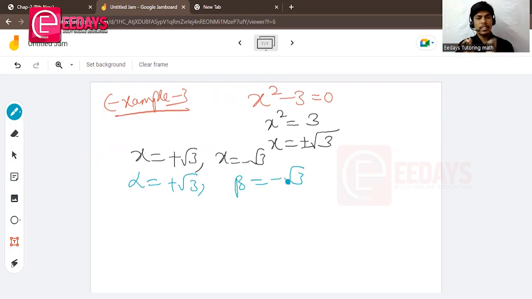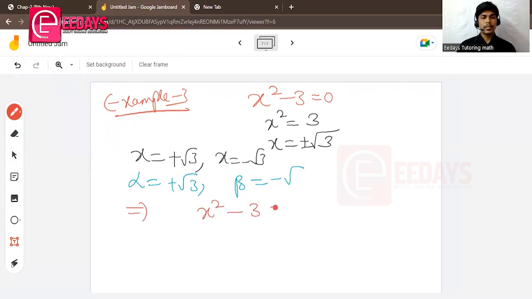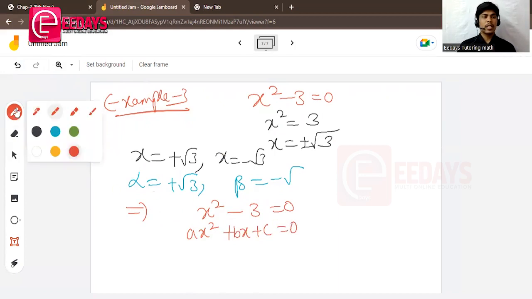What are we waiting for? We just verify by substituting in the sum of zeros and product of zeros. Before that, do one thing. The question here is x square minus 3 is equal to 0. Let's compare with the general form, that is ax square plus bx plus c is equal to 0. Identify the a, b, c values. If nothing else, you can take 1 here.